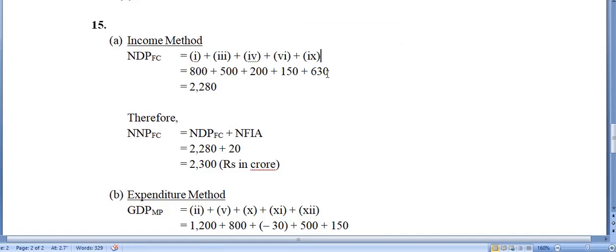So this is your application of the formula of the income method. NDPFC equals COE plus ESS plus MI plus OS, isn't it? This is how you get net domestic product at factor cost, NDPFC. Now from NDPFC, you need to calculate national income, because the question is asking you to calculate national income using the income method. So first you found NDPFC, right?